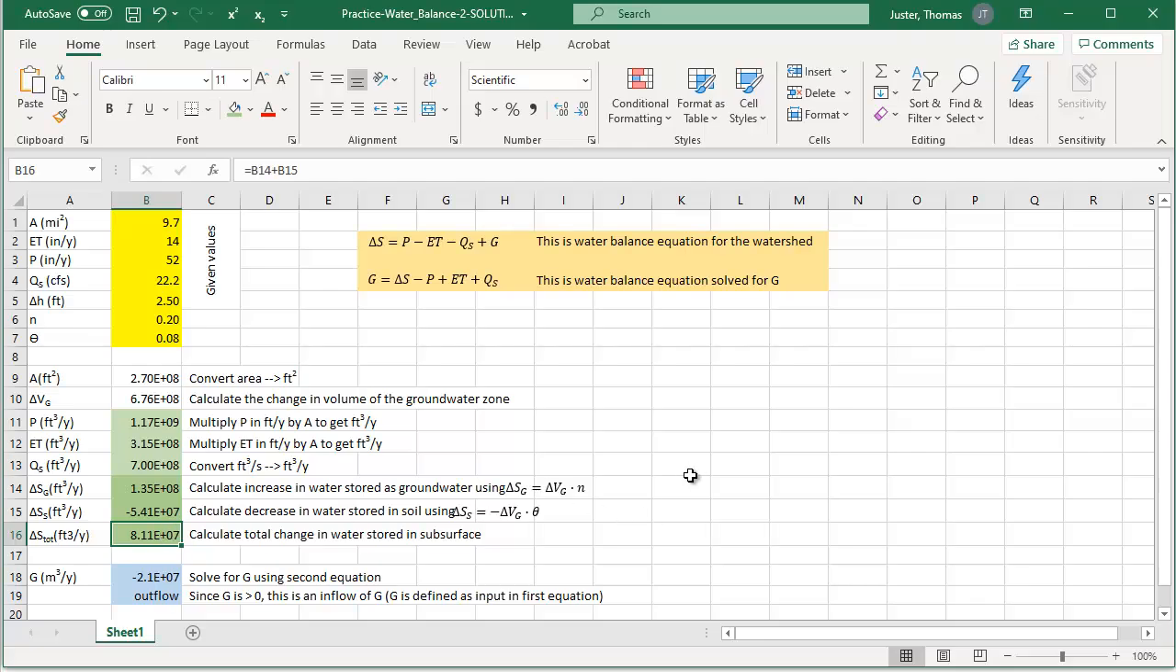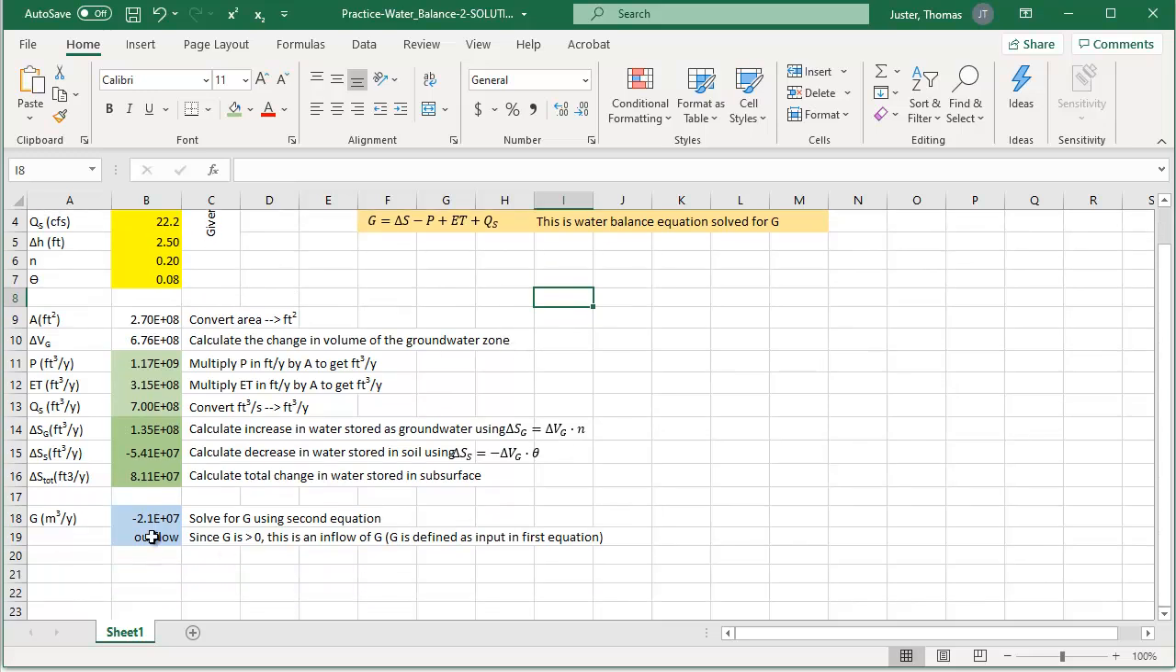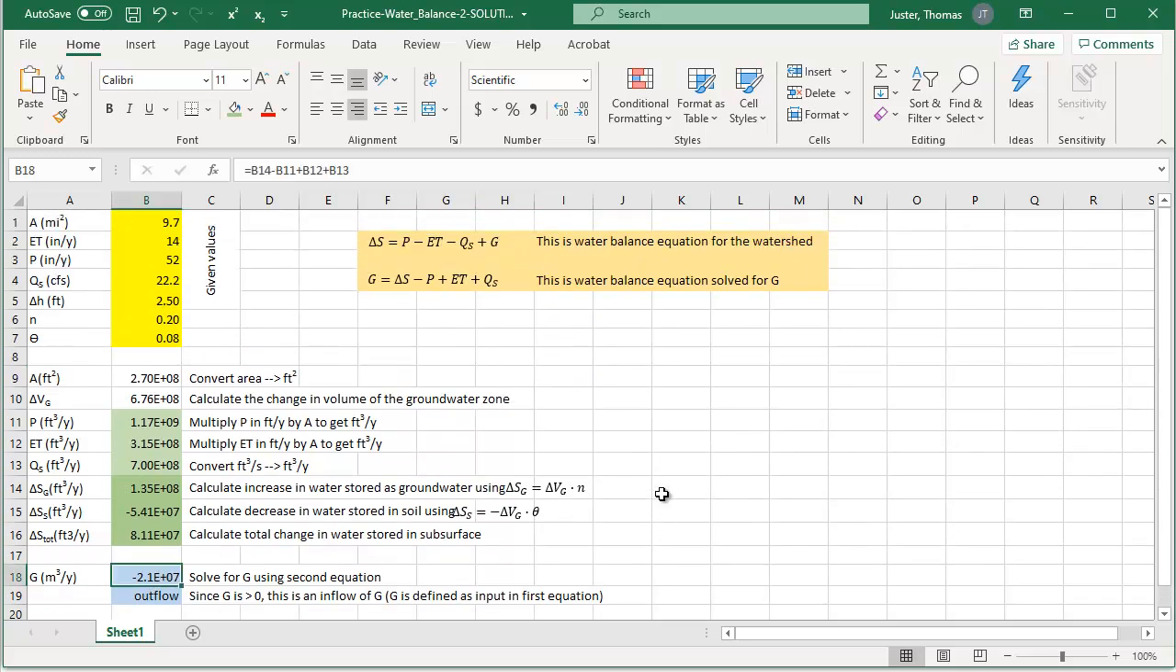And the rest of the problem is really similar to what we did for the first one. The water balance equation for the watershed is shown here. We solve it for G. Remember, G is the thing we don't know. So G is equal to the change in storage, which we just laboriously calculated, minus the flux in from precipitation, plus the flux out from evapotranspiration, and plus the flux out from streamflow, all of those terms being in cubic feet per year. And they're all shown in green here. So when I plug in all those values, I end up with a value for G, the groundwater flux, of negative 2.1 times 10 to the 7th cubic feet per year.